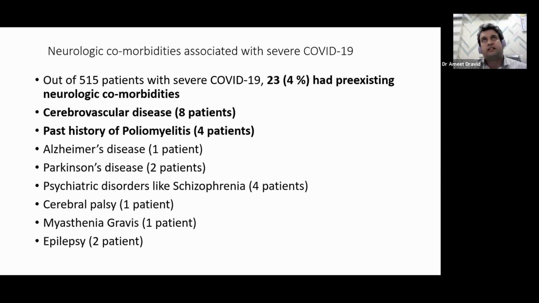And we believe that this population remains at risk of severe COVID-19, and we have certainly observed it during the first wave as well as the second wave, where people coming in with severe COVID-19 had a past history of poliomyelitis with either paraparesis or monoplegia as a comorbidity. Other comorbidities we saw were Alzheimer's disease, Parkinson's disease, psychiatric disorders like schizophrenia, cerebral palsy, myasthenia gravis, and epilepsy.